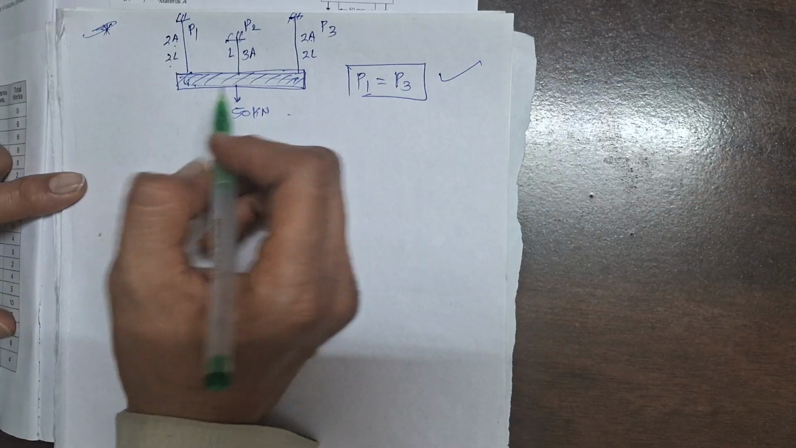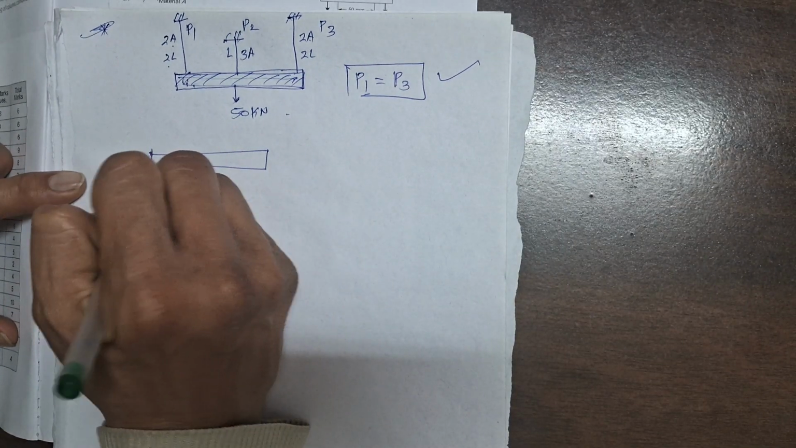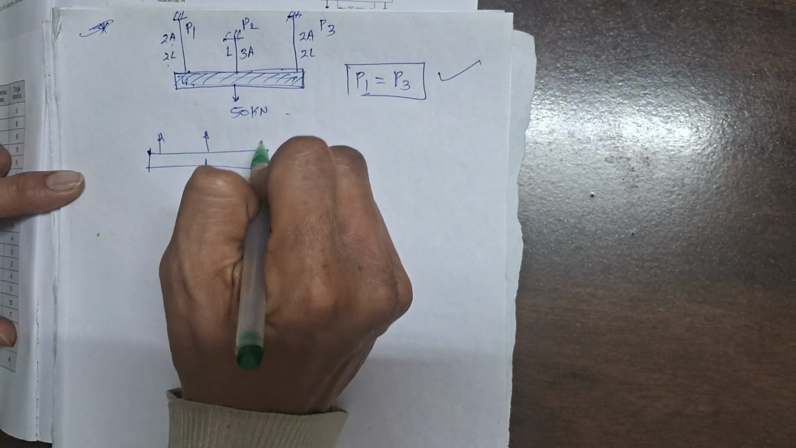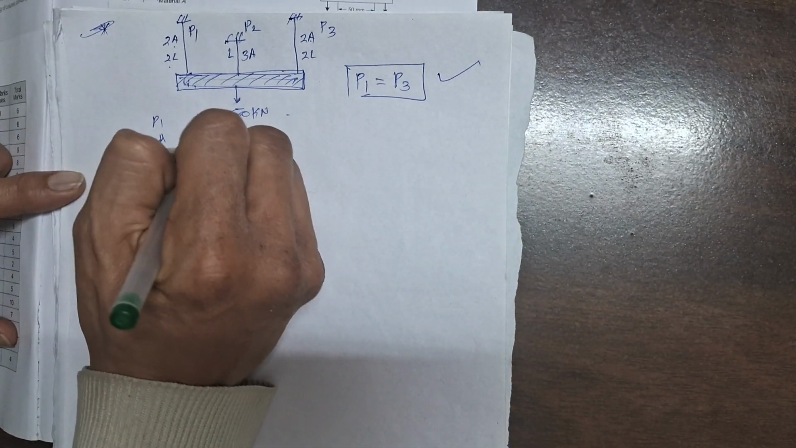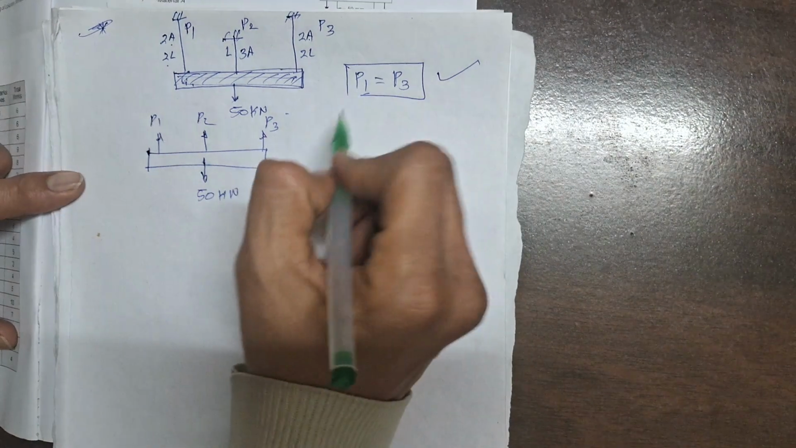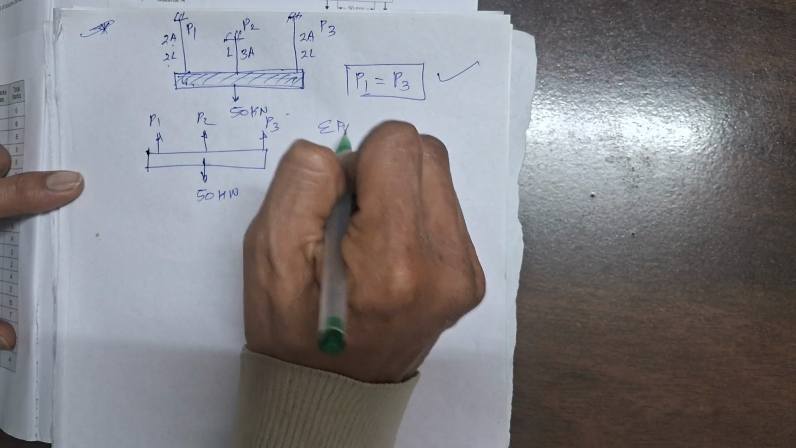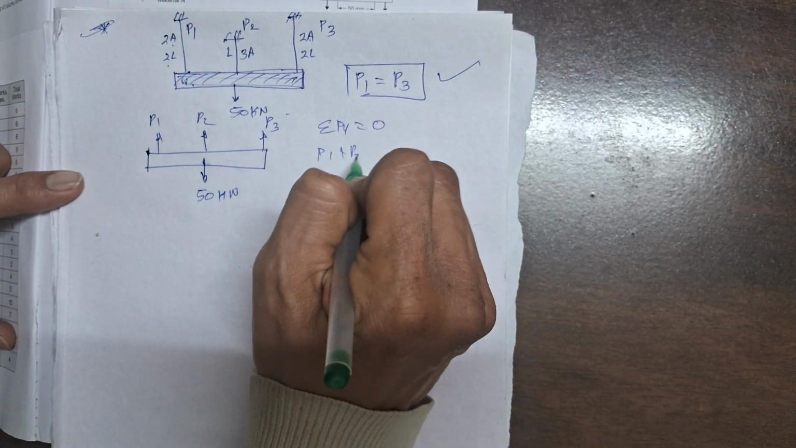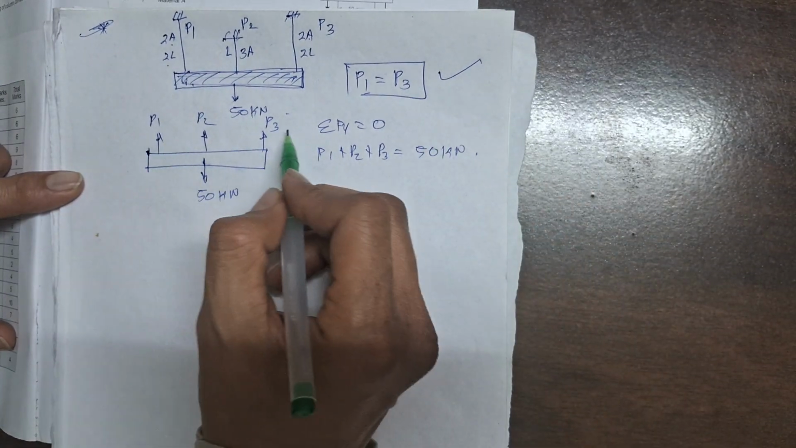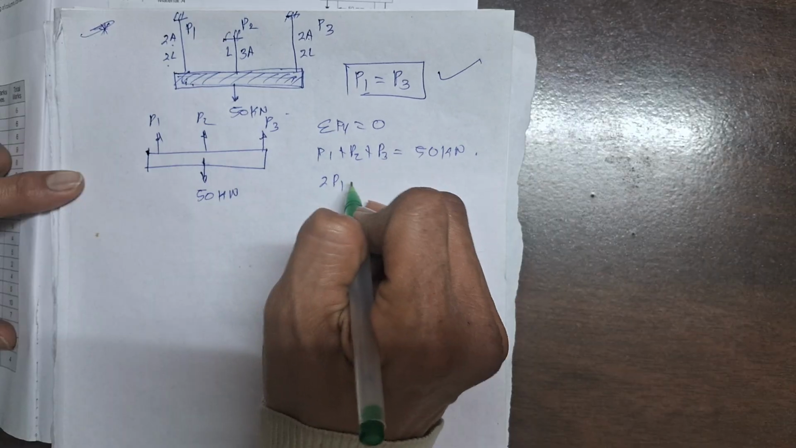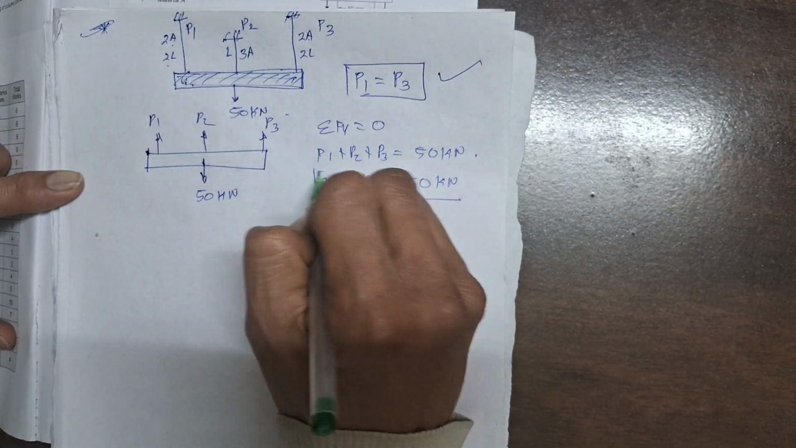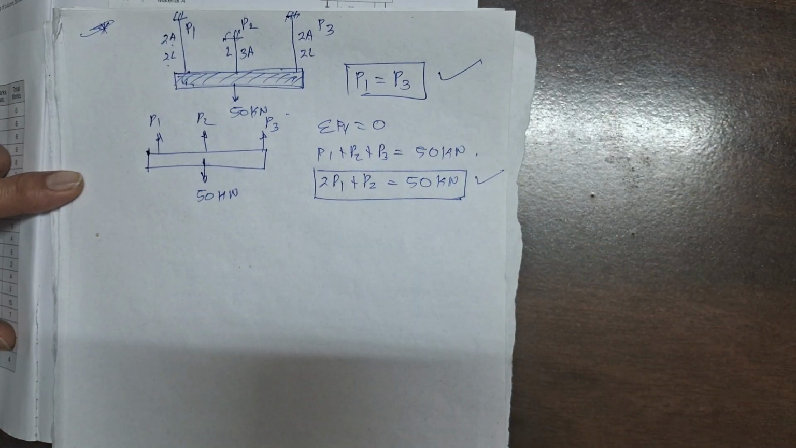If I am drawing the free body diagram also, I can draw like this: this is 50 kilonewton and here I am having 3 reactions, P1, P2, P3. If I am applying the equilibrium condition sigma Fy is equal to 0, it will be P1 plus P2 plus P3 is equal to 50 kilonewton. Now P1 is equal to P3, means can I write 2P1 plus P2 is equal to 50 kilonewton? Just mark this, it will be useful ahead.